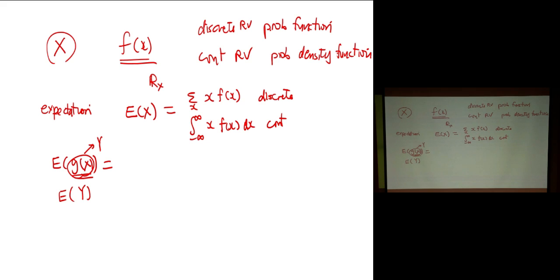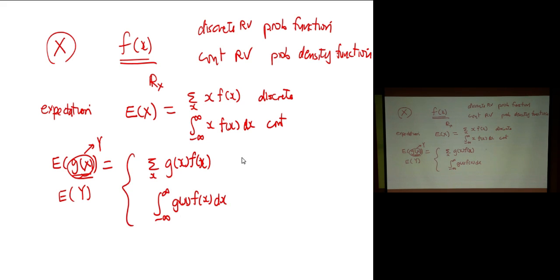But if you're just interested in the expectation of g(x), then what you have to do is just replace the x with g(x). You just work out g(x) f(x) and then sum them up, or integrate g(x) f(x) dx. All right, this is for discrete, and this is for continuous. So basically, you just have to replace the x by the function of x itself. So that is the expectation of g(x).